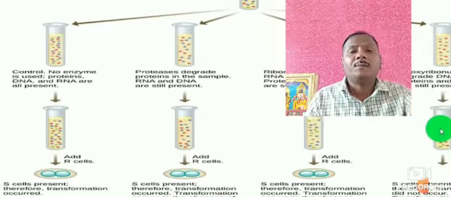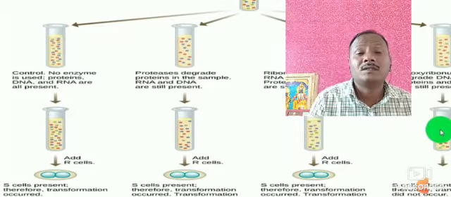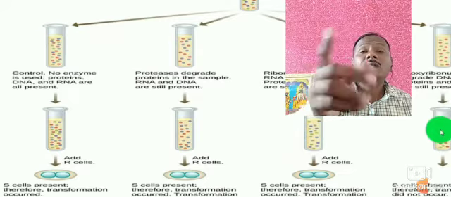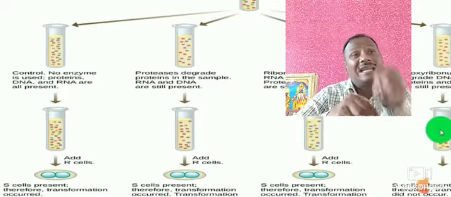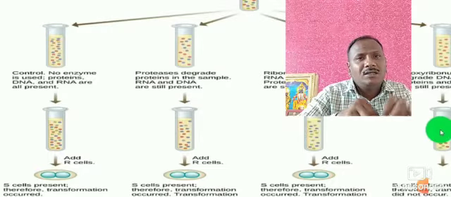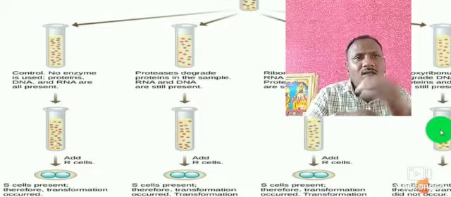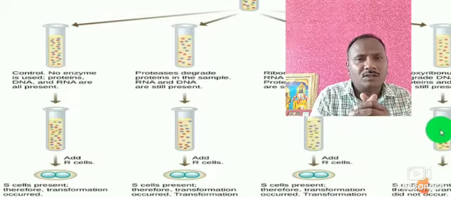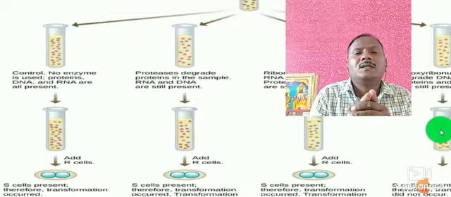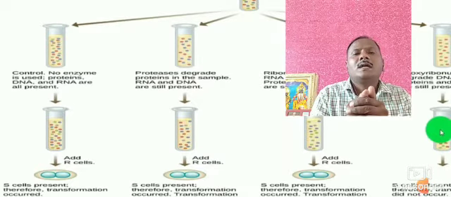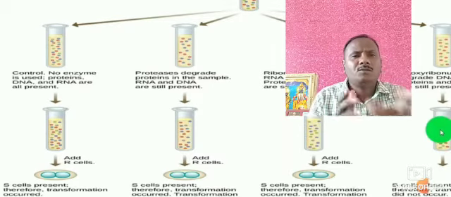R cells means the non-pathogenic strain of Streptococcus pneumoniae. Due to the addition, what happens? Yes, S cells are present. It means that whatever the DNA, RNA or protein, any one component is transferred from the R cell or the S cells, and some transformation occurred, due to which S cells are present. Therefore transformation occurred. This is the control tube.